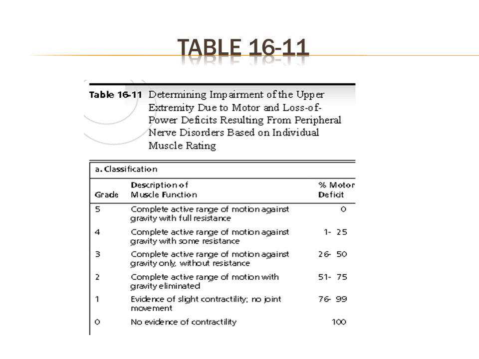Similarly, Table 16-11, we use Table 16-11 to determine impairment due to motor loss or power deficits in the lower extremities. And in this case, the grading system goes from grade 5, which describes a completely normal examinee, an examinee that has full range of motion against gravity and with full resistance. So let's think about this. With regards to the lower extremity, where is there full resistance?